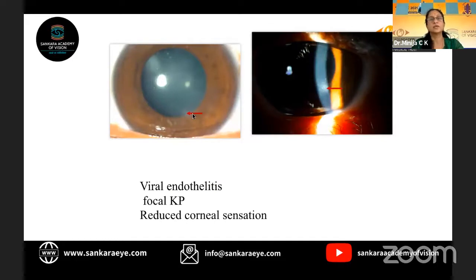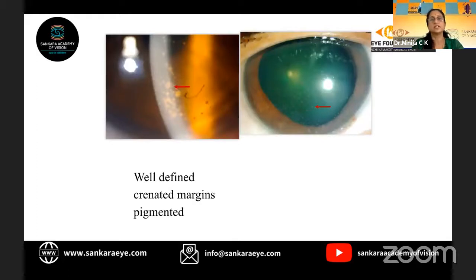There's another case. In some patients with viral uveitis, you may not have a corneal or dermatomal involvement. Here you have corneal involvement, with an endothelitis with focal KPs and reduced corneal sensation. So you know you're dealing with a case of viral keratouveitis. All these anterior segment findings help give a clue to the diagnosis of the condition. There's again a case where you have pigmented KPs with diffuse distribution, well defined, with created margins, but they're pigmented.